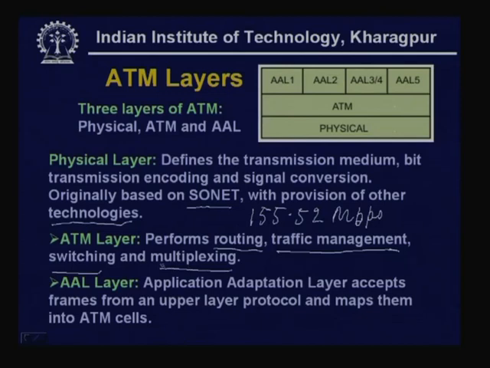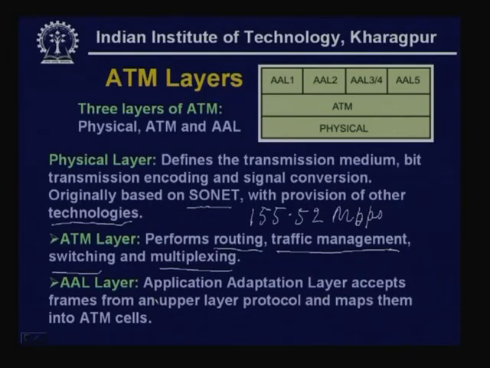Then the ATM layer performs routing, traffic management, switching and multiplexing. So, the ATM layer performs the important functions of routing, traffic management, switching and multiplexing. On the other hand, the AAL layer, application adaptation layer, accepts frames from an upper layer protocol and maps them into ATM cells. That means the packets or frames coming from different applications may be of different sizes. The AAL layer does the mapping to the ATM cells. That means it will break them up, segment them, and also do the combination.